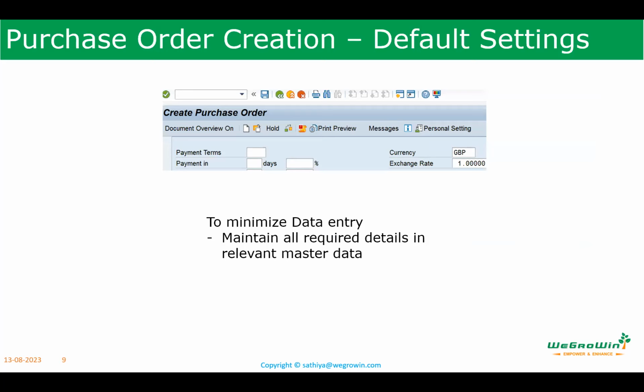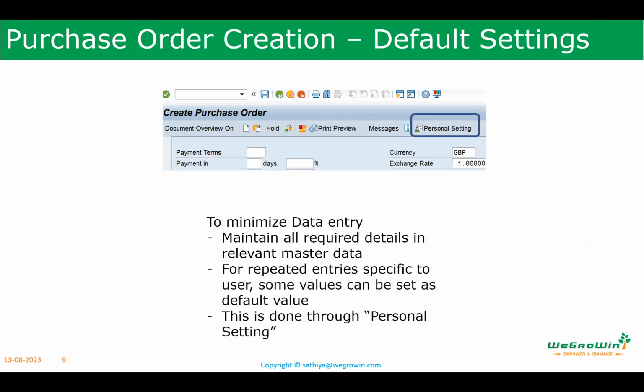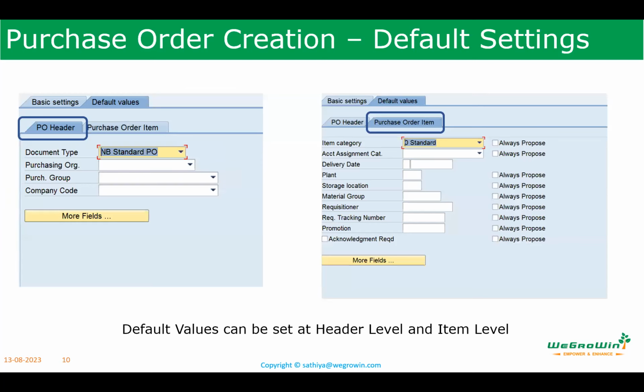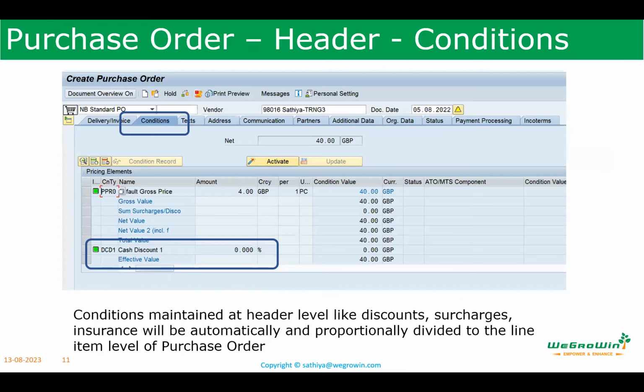We can also do default settings in the purchase order to minimize the data entry. For example, go to the personal settings. We can go and set some of the details which will come. For example, in the purchase order, I want to have my document type always as this kind of document type. Purchase order items also, like a standard item category. I think this is what Kani was trying to do as default settings. She was trying to do this when she was creating purchase requisitions. Okay. So by doing this, we can also update these default values.